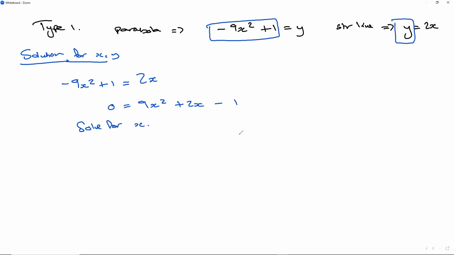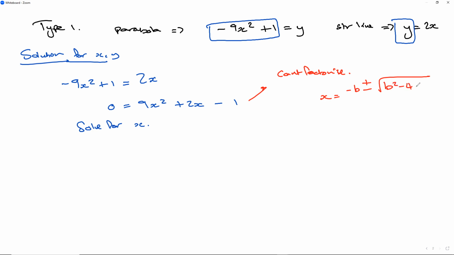And what I notice is that this doesn't look like it can factorize. When you have a quadratic that can't factorize, then we use the quadratic formula. And the quadratic formula is used to solve any quadratic. It doesn't have to be because it can't factorize, but you can use it on any quadratic.